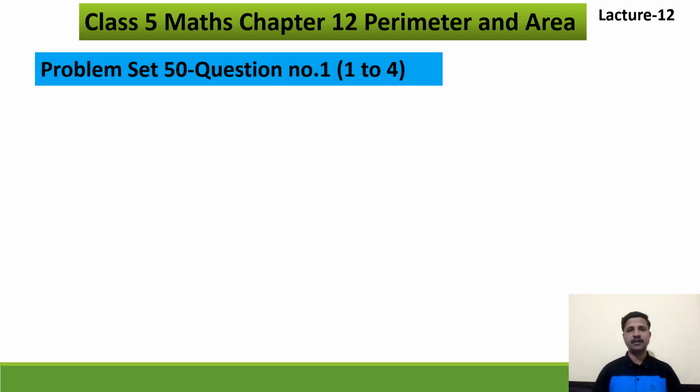Math, class 5, chapter 12, perimeter and area. This is lecture number 12. In the previous lecture, we learned how to calculate the area of a rectangle and a square.